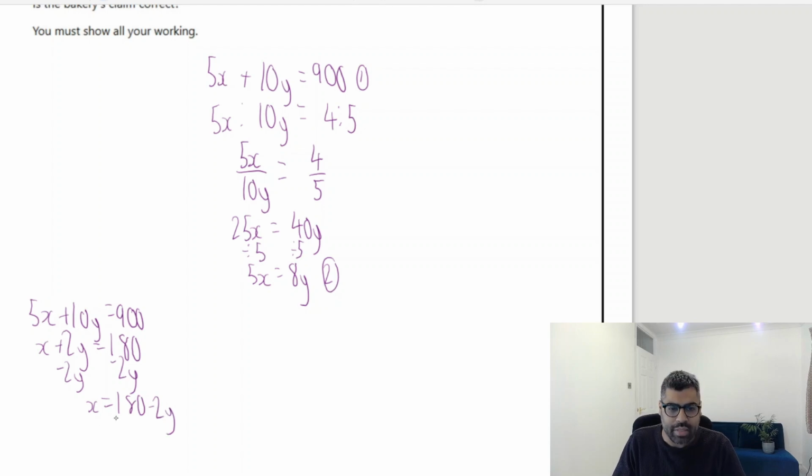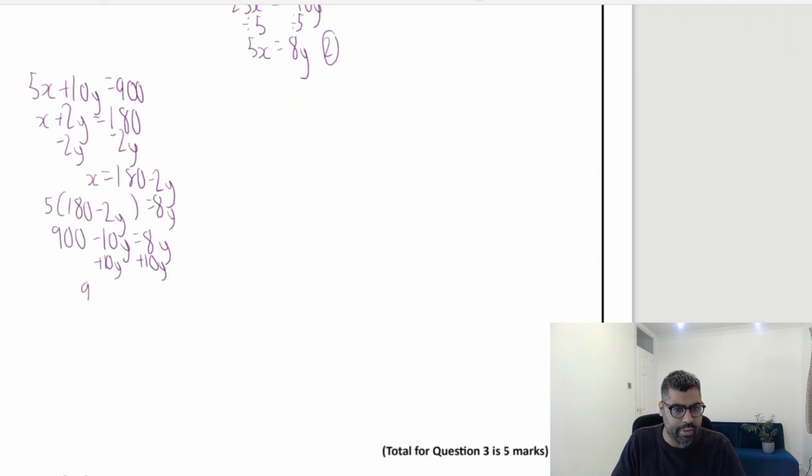And then we can substitute that into our second equation. So we're going to say 5 in brackets 180 minus 2y equals 8y. Expanding that out, 5 times 180 is 900. 5 times minus 2y is minus 10y equals 8y. Then moving the 10y over to the other side, we get 900 equals 18y. Then we simply divide both sides by 18 to get our value for y.